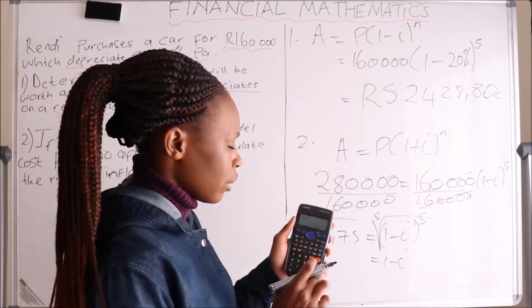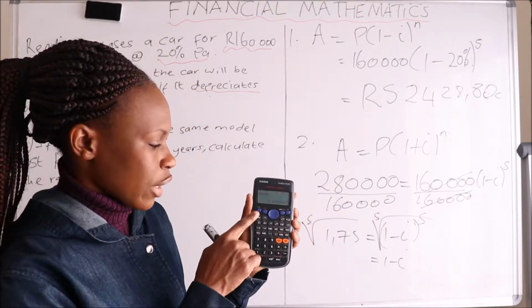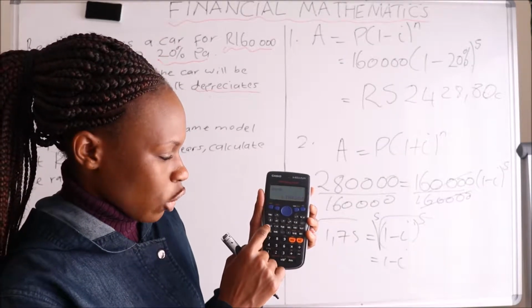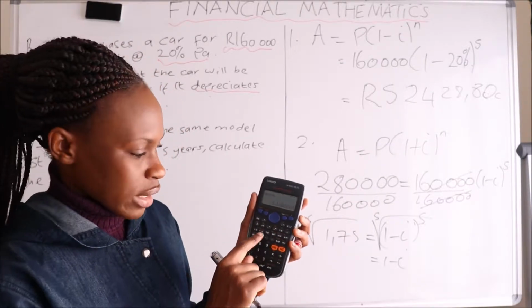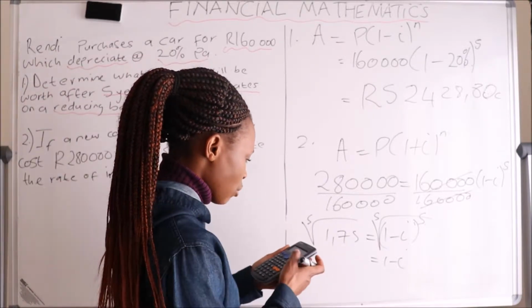If you're using a casual calculator like mine, to store a number in the calculator you press shift, you press store, and choose any alphabet in the calculator. Those alphabets are written in pink color on this calculator. And then we have that.